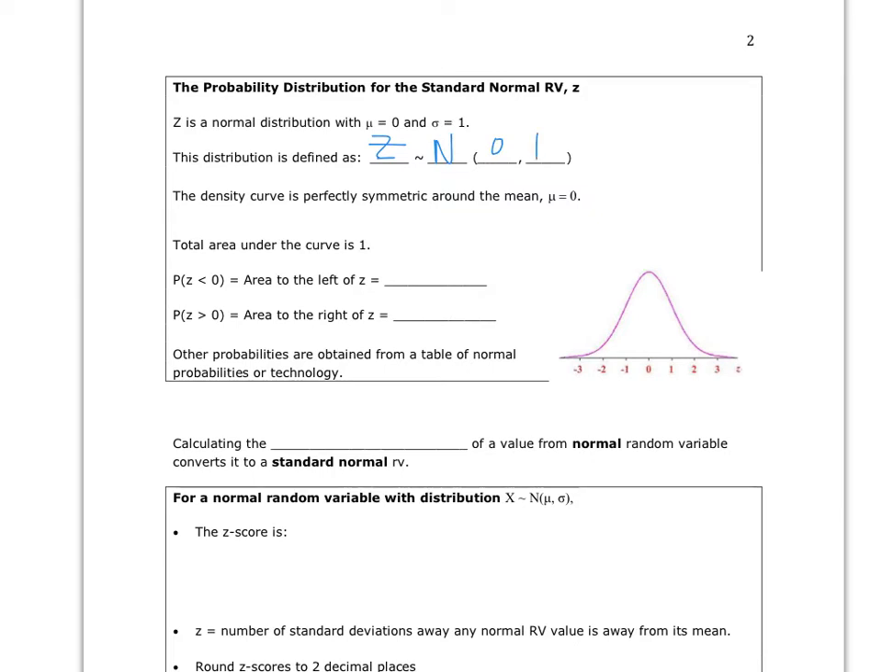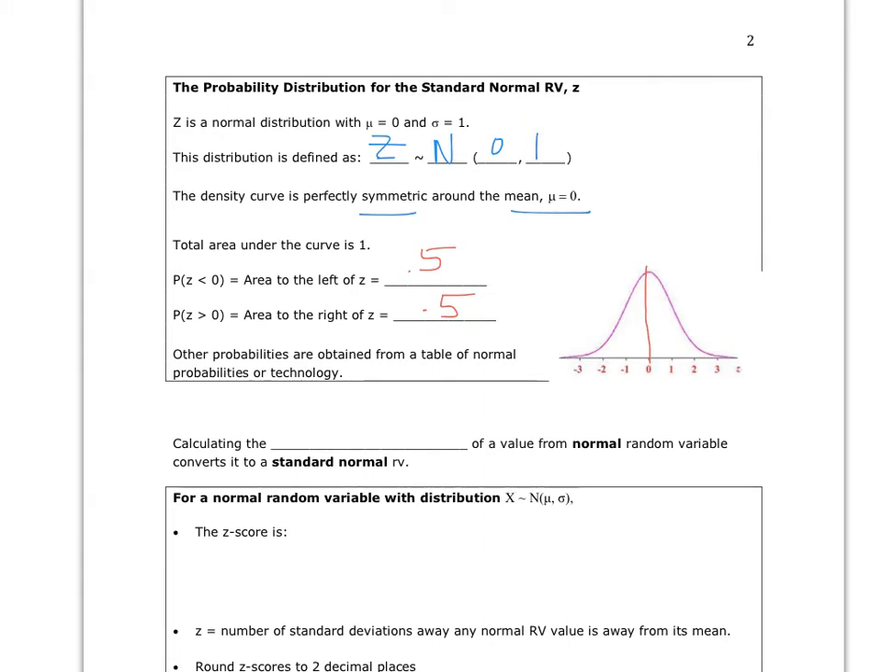All right, it also is symmetric around its mean, which is 0. The total area under the curve is 1. So if we take the curve and we look at area to the left of 0, that area is going to be half of the total area of 1, and the area to the right is also 0.5. That's going to be the case for any normal distribution. The area to the left of the mean is 0.5, area to the right of the mean is 0.5.